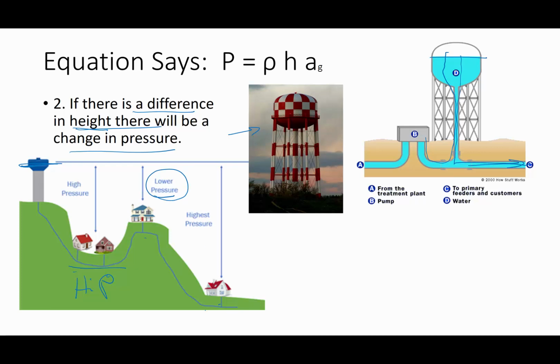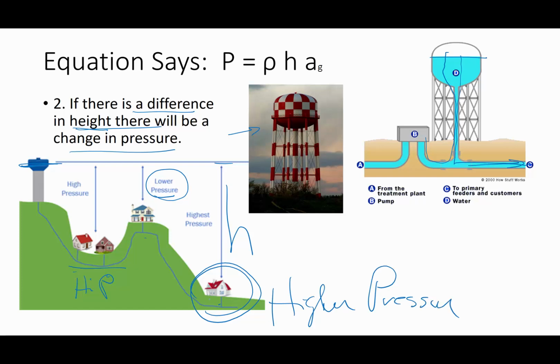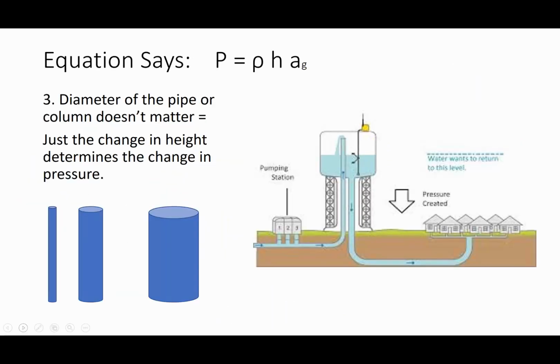And someone who is very, very low, big change in height from the water tower, they are going to have the highest amount of pressure. So they can all be on the same water main, but it's those differences in altitude that are going to determine the pressure of the water coming out of their pipes.